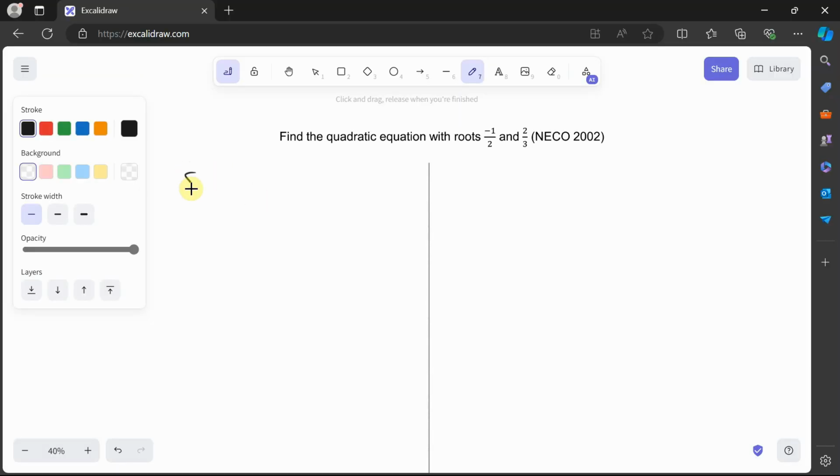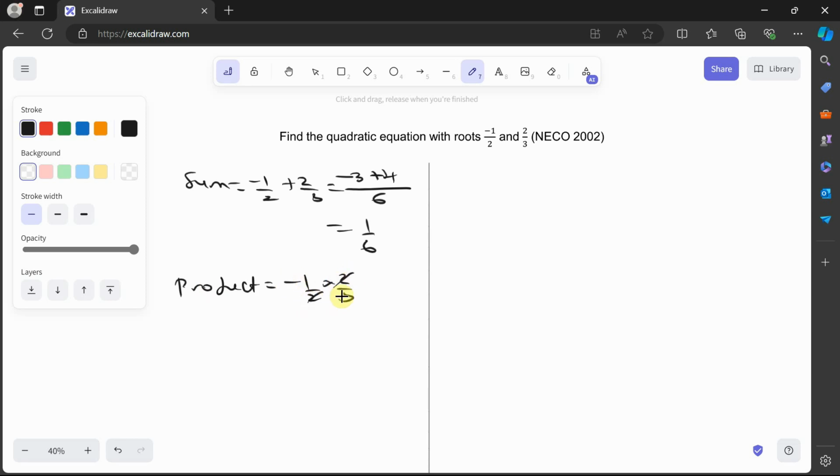So the sum is just minus 1 over 2 plus 2 over 3. So the LCM here is 6. 6 into 2 is 3. So this is minus 3 plus 6 into 3 is 2 times 2, that will be 4. So the sum is 1 over 6. And then the product is what? Minus 1 over 2 times 2 over 3. This will cancel this. So this will give you minus 1 over 3.